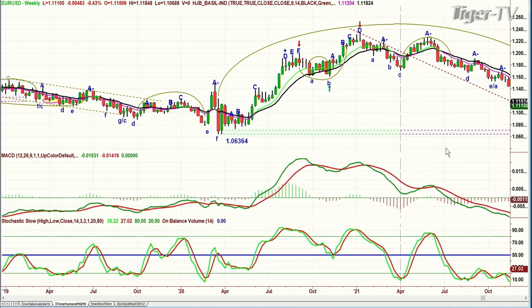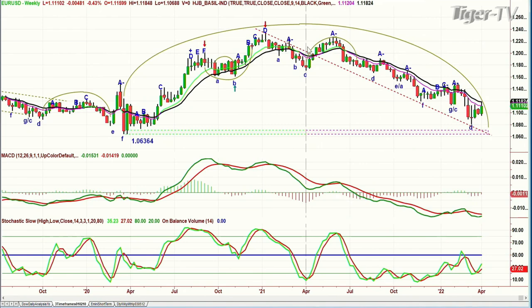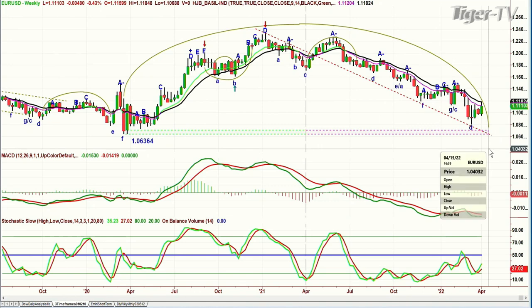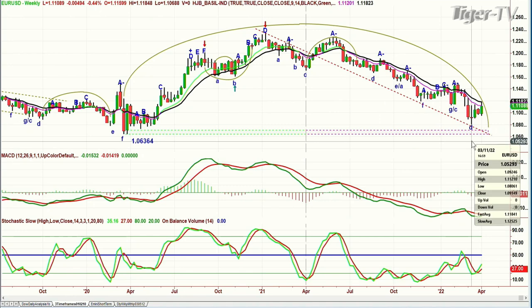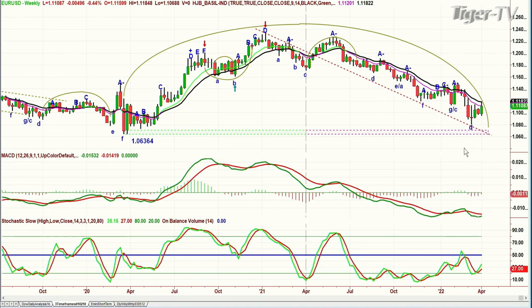And I said, if I'm correct, this Chapman wave inside wedge target resistance, target support line, there's a pink or red, has to be the support, and that by the week of the 15th of April, we could see a test of 1.06364. But it went all the way down to a trough D doji candle, long-legged doji candle, on the week of the 11th of March to 1.08061. I would say that's pretty good.